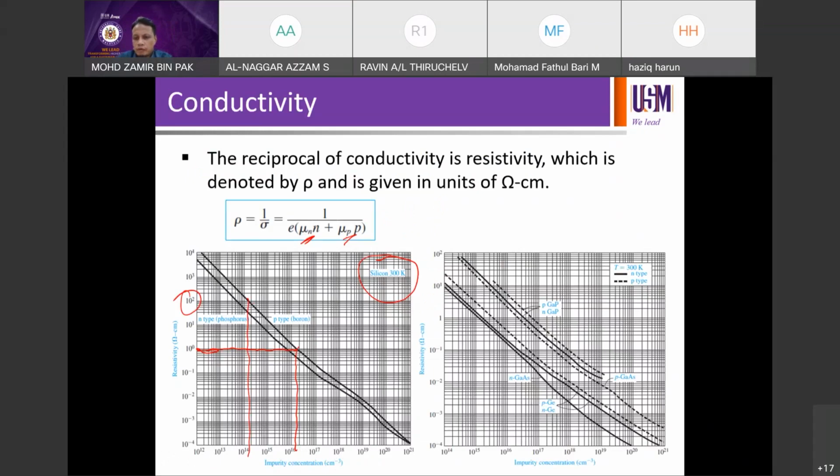You can also see the doping concentration for different semiconductor materials. For example, on the right, you can see gallium arsenide, p-type and n-type. You can see germanium, and gallium phosphide for both p-type and n-type at 300 Kelvin as well. So from there, you can tell the level of doping concentration in the wafer without even measuring the wafers.